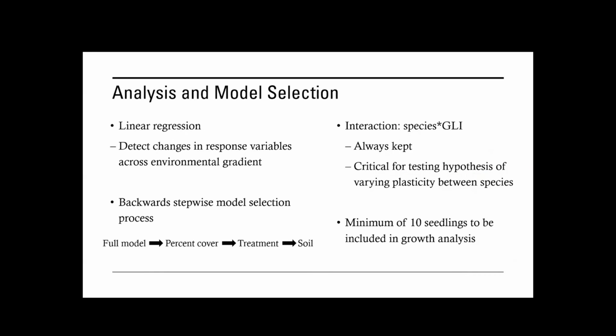We then did a linear regression to determine the correlation of our response variables and a light gradient, doing a backwards stepwise model selection to determine what other variables increase the fit of our model. We always kept an interaction between species and GLI, as this is critical for testing our hypothesis of variation between species across light. And we required 10 living individuals to be included for our growth analysis.